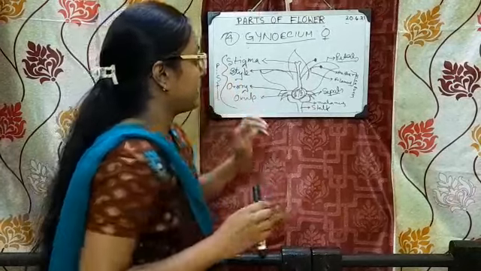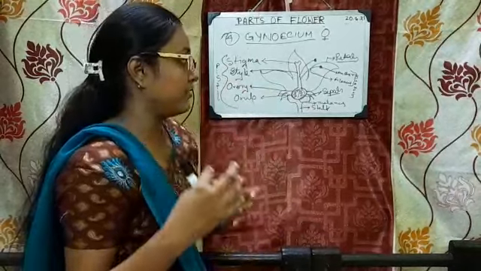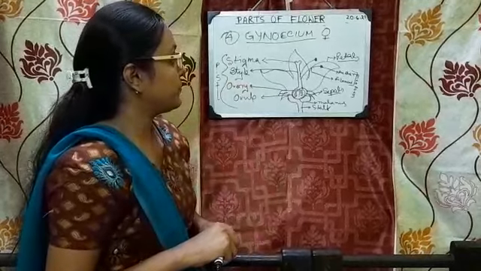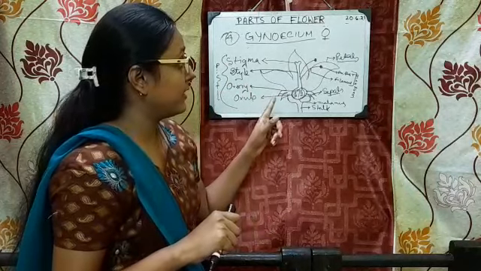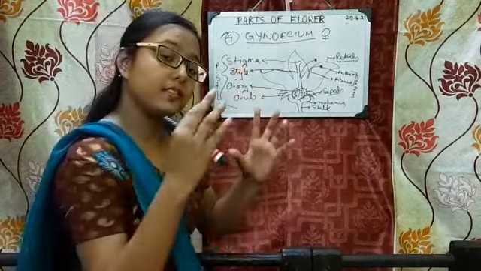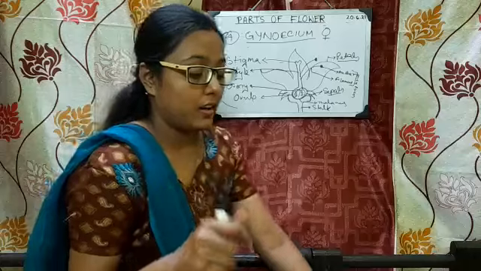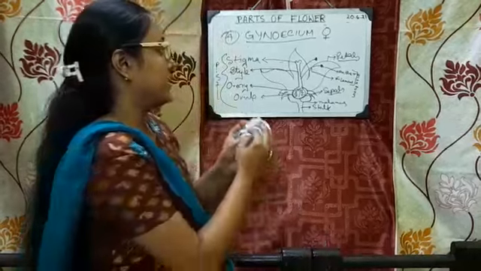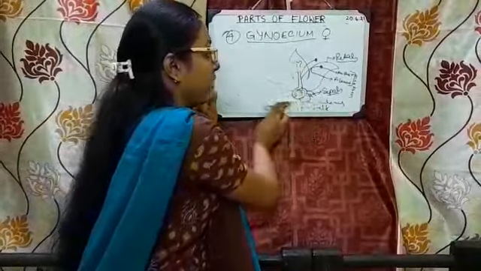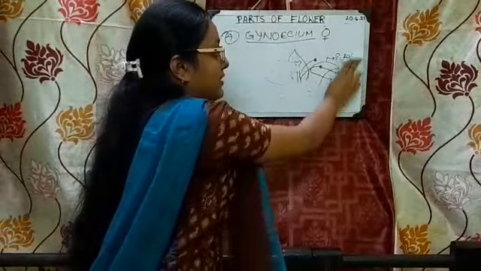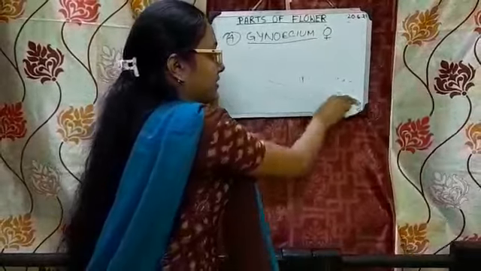Okay, and during fertilization or pollination, stigma receives pollen grains. Okay, so these are the 4 parts of a flower. So here we can see the 4 parts are present in this flower. When the 4 parts are present in one flower, the flower will be considered as a complete flower. When any one of these parts is missing, then this flower will be considered as an incomplete flower.